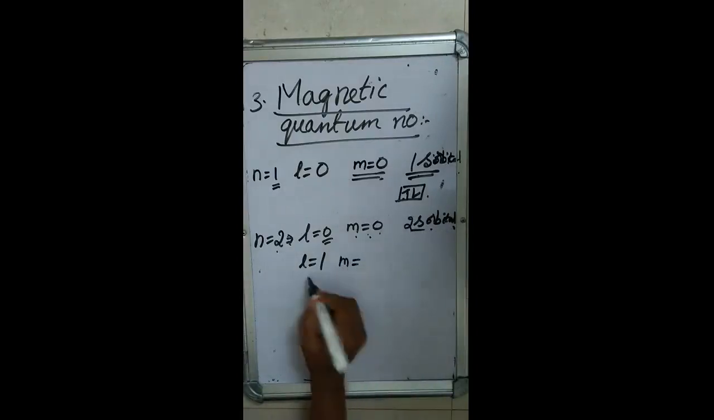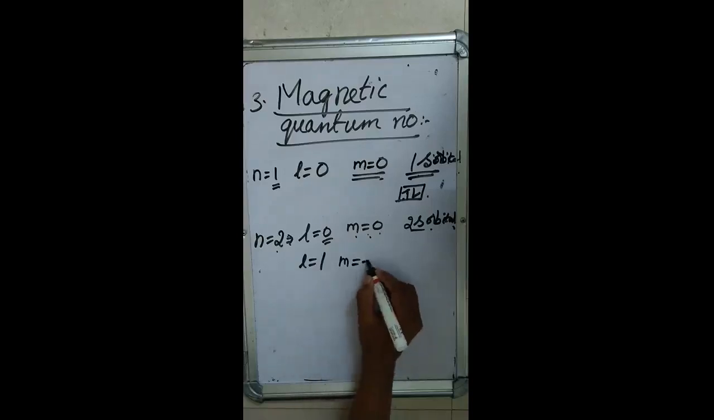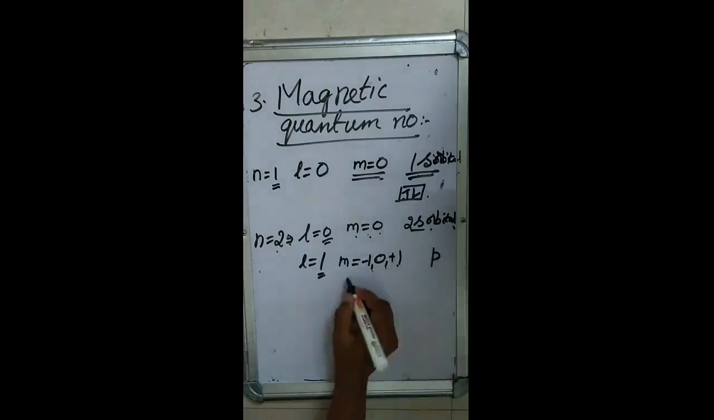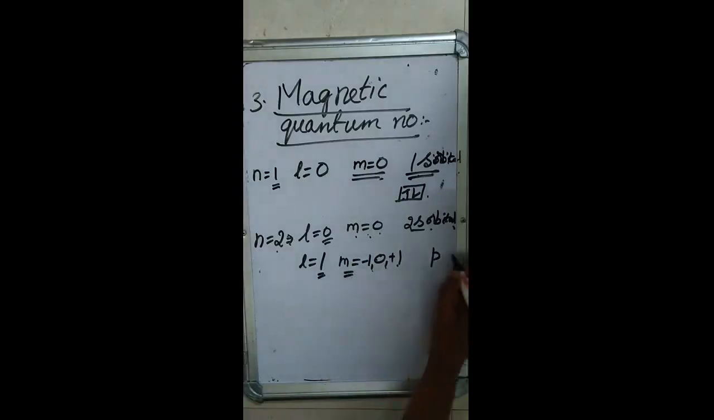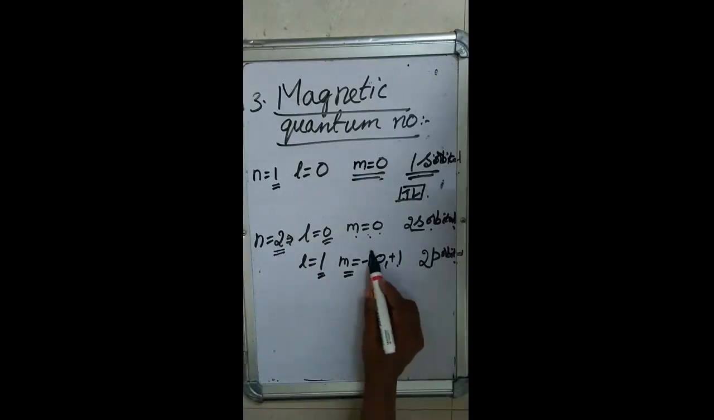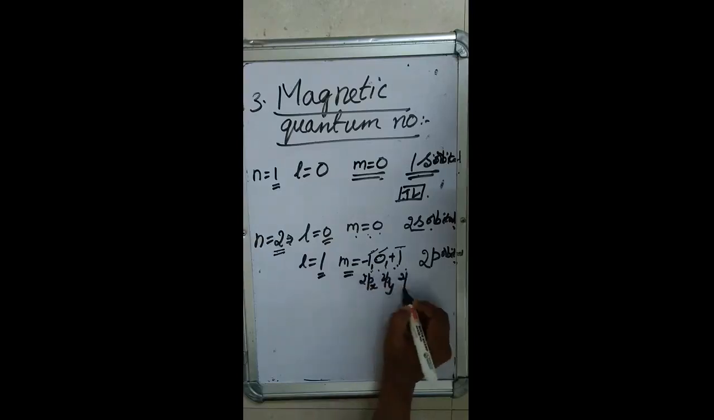Now what are the values of m for l equal to 1? Minus 1, 0, plus 1. So how many values are possible? 3 values are possible. Here l is equal to 1 means p. Since I introduced m, you should write a p orbital, and n is equal to 2, so it is called a 2p orbital. How many directions are there? Based on these 3 values, 3 directions are possible, so this is written as 2px, 2py and 2pz.